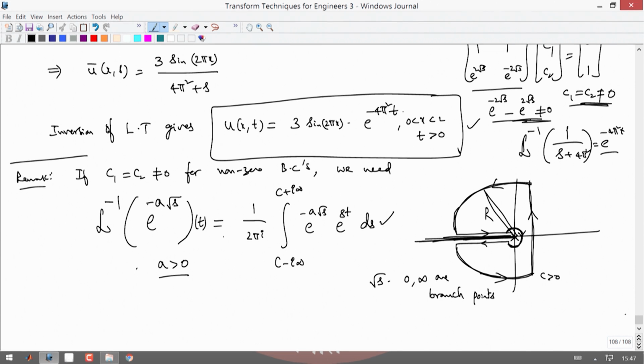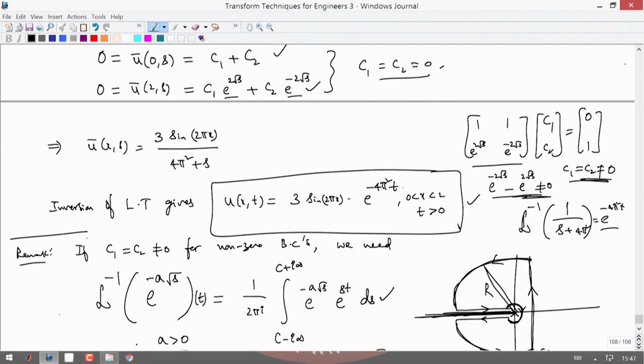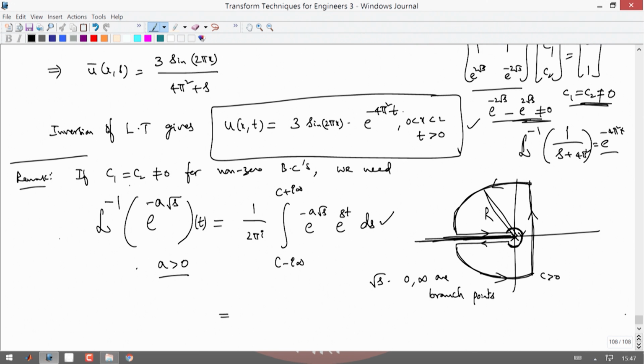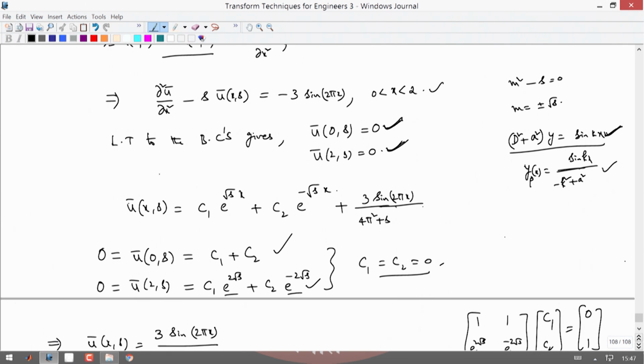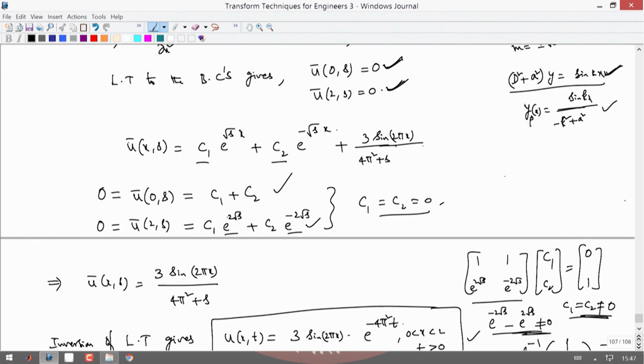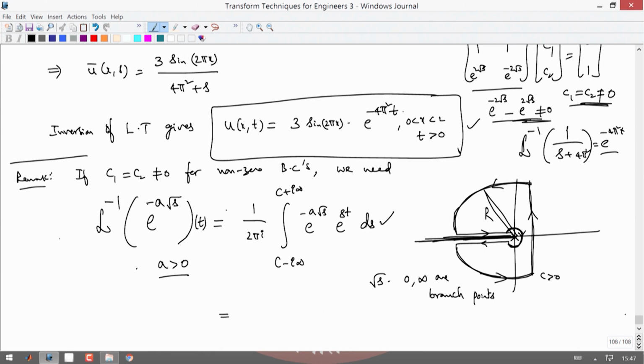This integral I give you directly. We will try to do it in the next video: how do we evaluate this Laplace inversion? This is required if you get your C1 and C2, the arbitrary constants of this ODE's complementary function. When you apply the boundary conditions, if C1 and C2 are non-zero, you need these to evaluate the inversion. To get that inversion, you need the Laplace inversion of this type of function, e power minus a root s. I write directly what it is.